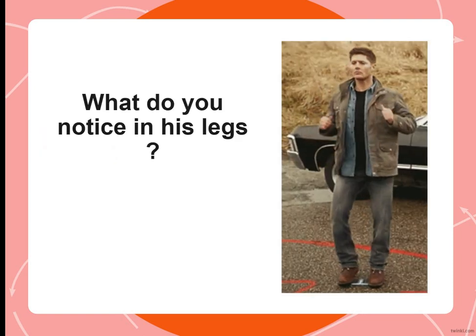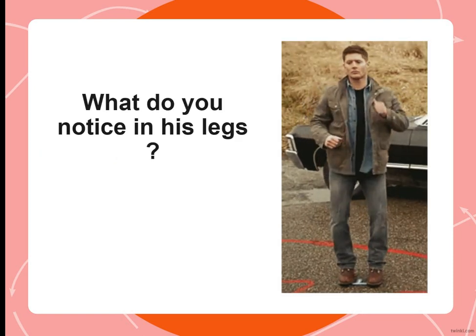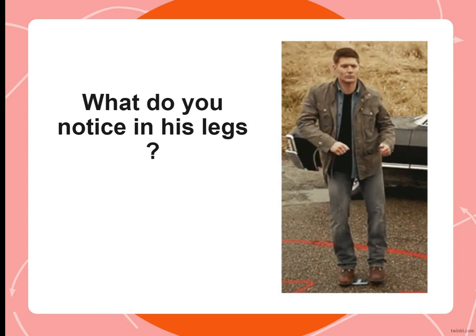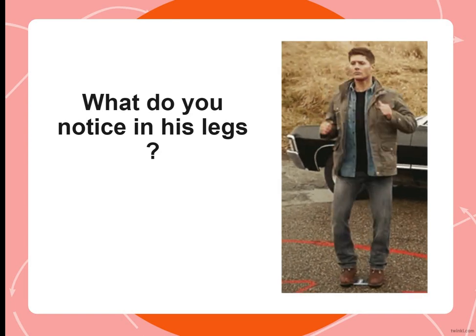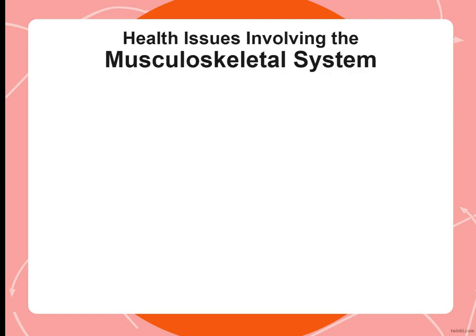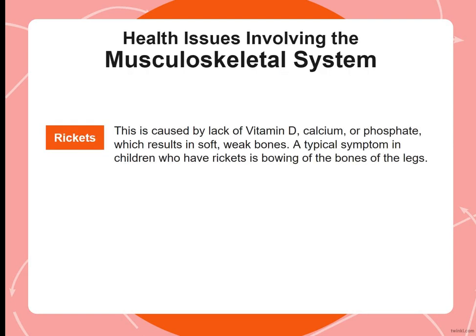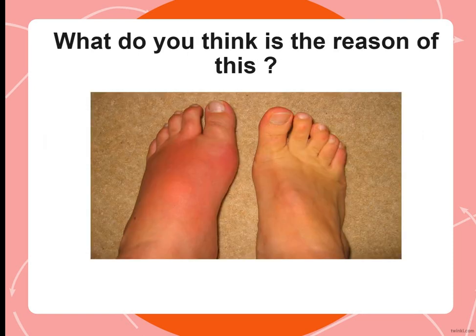As you can see here, this man has bowing in his legs. Why? Because he had an insufficiency in vitamin D or calcium or phosphate while he was a baby, so they didn't treat him well. So his legs remained bowed, okay? So this is rickets. Rickets is caused by a lack of vitamin D, calcium, or phosphate.